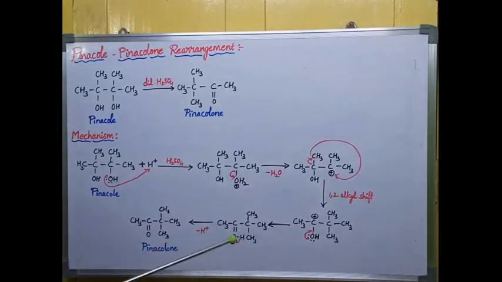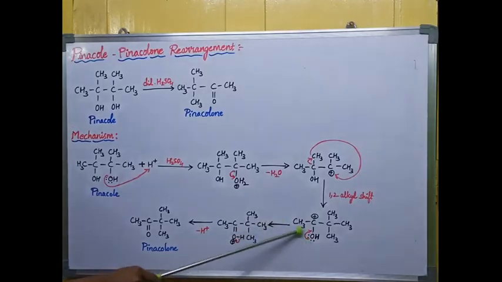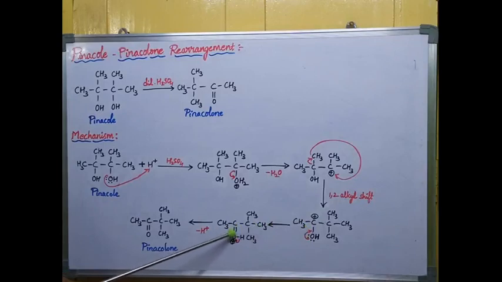So in the next step, we will donate the lone pair of electrons of this hydroxy group to satisfy this positive charge. So when it is donating the lone pair of electrons, it gets the double bond and the positive charge on the carbon is nullified. So as oxygen is donating electrons, oxygen gets the positive charge.